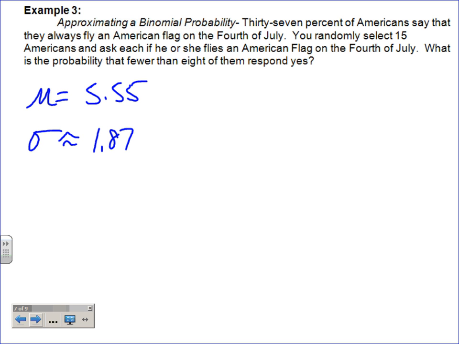I hope that word's starting to make a little bit more sense to you, what that means, if you go out that far, about how much of the time you can expect that to happen. And so what we're asking here is, what is the probability that fewer than 8 of them respond yes?